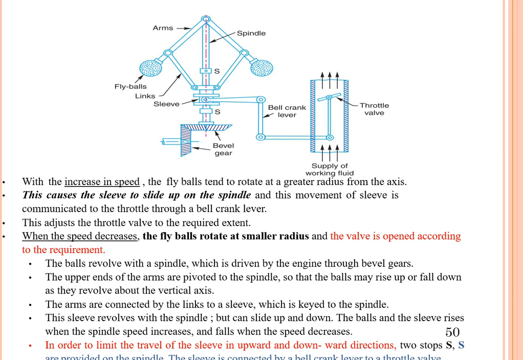The balls revolve with the spindle, which is driven by the engine through bevel gears. The upper ends of the arms are pivoted to the spindle so that the balls rise or fall as they revolve about the vertical axis. The arms are connected by links to a sleeve which is keyed to the spindle. The sleeve rises when the spindle speed increases and falls when the spindle speed decreases. In order to limit the travel of the sleeve in the upward and downward directions, two stops are provided on the spindle. The sleeve is connected by a bell crank lever to a throttle valve.